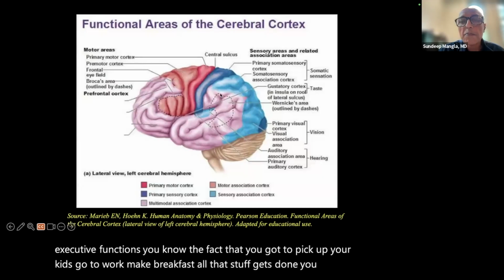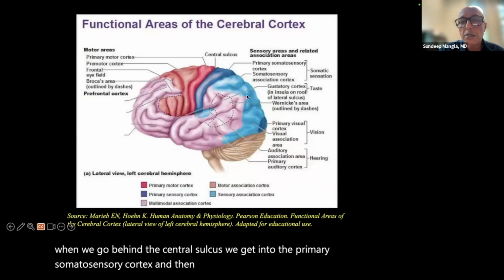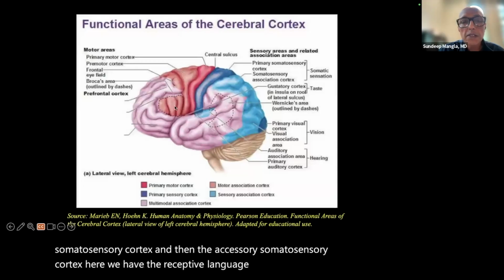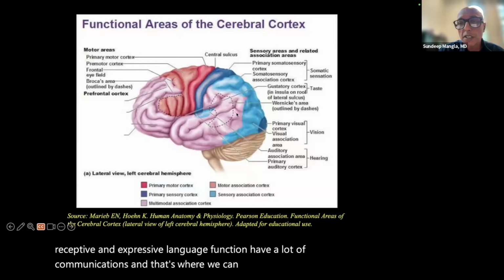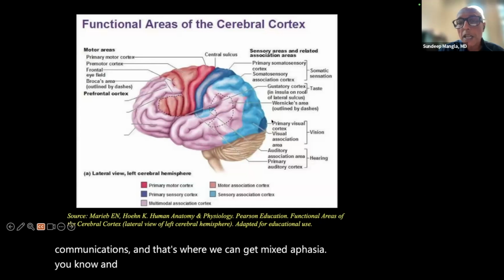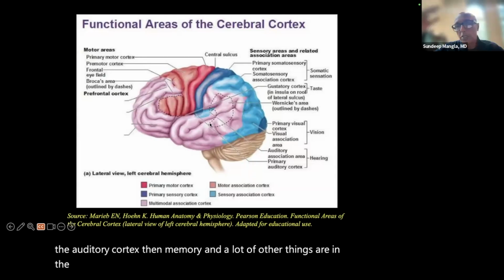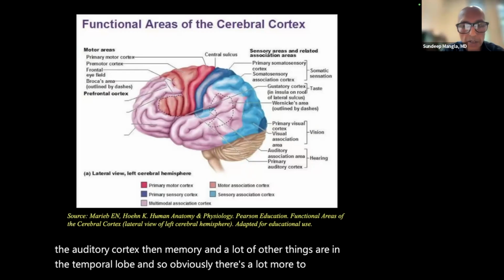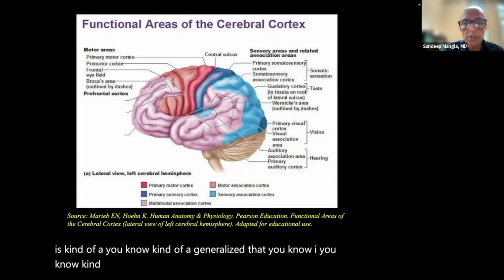When we go more behind the central sulcus, we get into the primary somatosensory cortex, and then the accessory somatosensory cortex. Here we have the receptive language function. And then receptive and expressive language function have a lot of communication, and that's where we can get mixed aphasia. And then back here we have the visual cortex, and then the auditory cortex, and memory, and a lot of other things are in the temporal lobe. Obviously there's a lot more to it, but this is a generalized diagram of where these things are located.